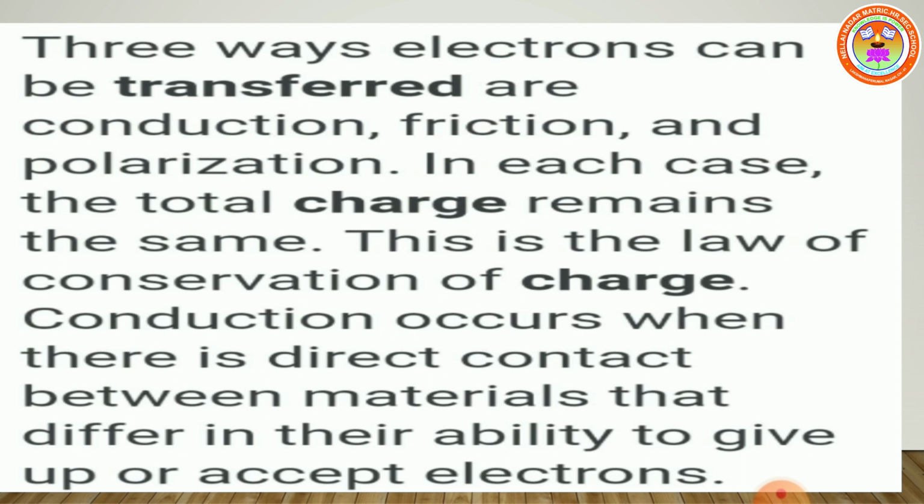Next, we are going to see three ways electrons can be transferred: conduction, friction and polarization. In each case, the total charge remains the same. This is the law of conservation of charge. Conduction occurs when there is direct contact between materials that differ in their ability to give up or accept electrons.